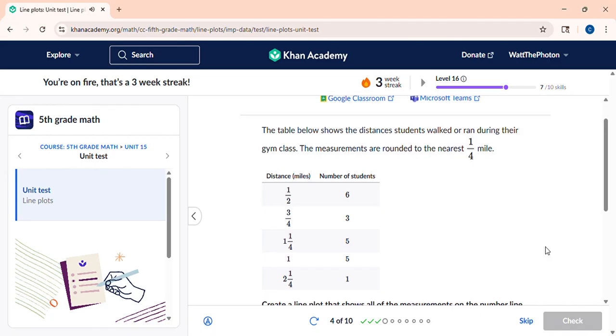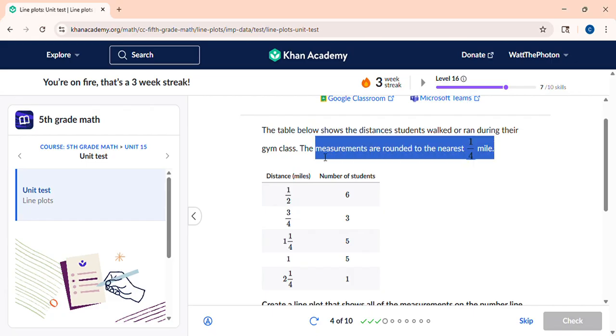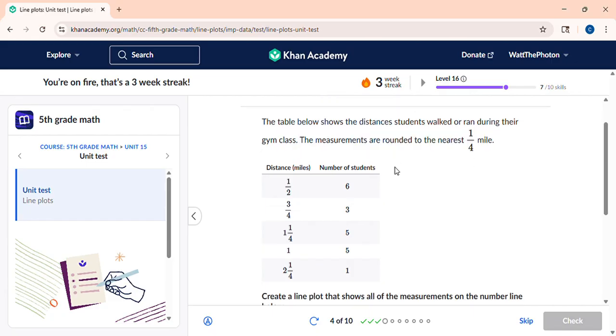I wonder if I'll ever say it wrong because I didn't simplify to the least common denominator. The measurements are now rounded to the nearest quarter mile.